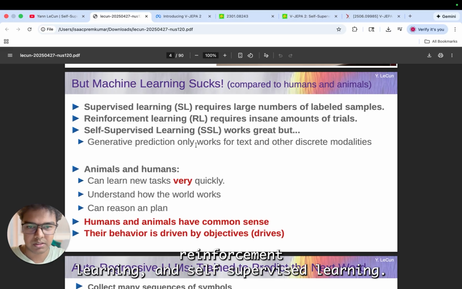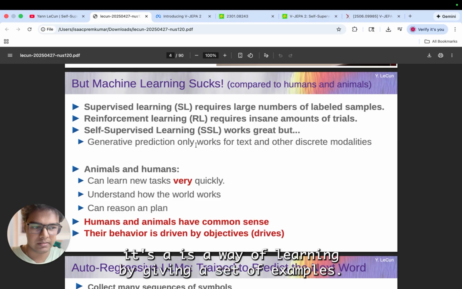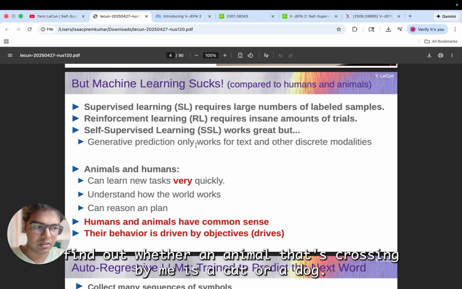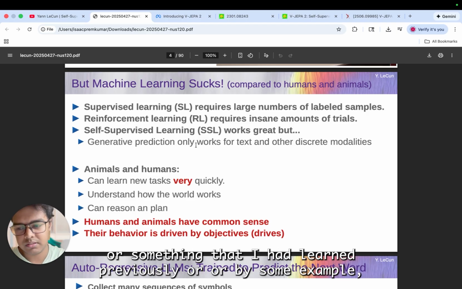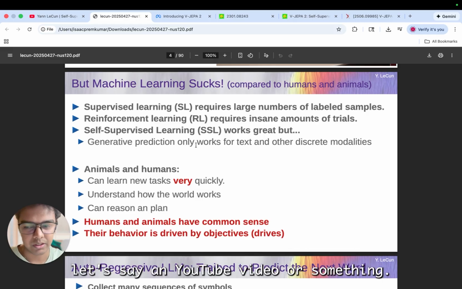He compares three basic types of learning: supervised learning, reinforcement learning, and self-supervised learning. Supervised learning, as we all know, is a way of learning by giving a set of examples. Let's say I want to find out whether an animal that's crossing by me is a cat or a dog. I will have to know it based on a certain set of flashcards that I had learned previously, or by some example, let's say in a YouTube video.